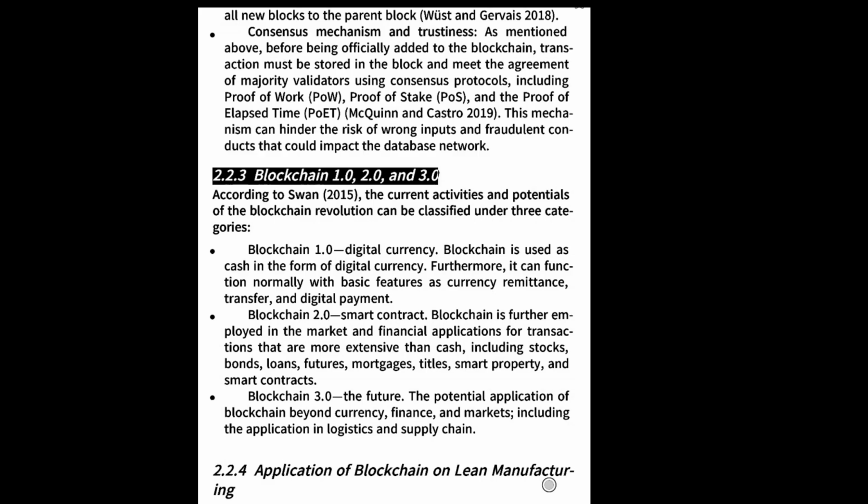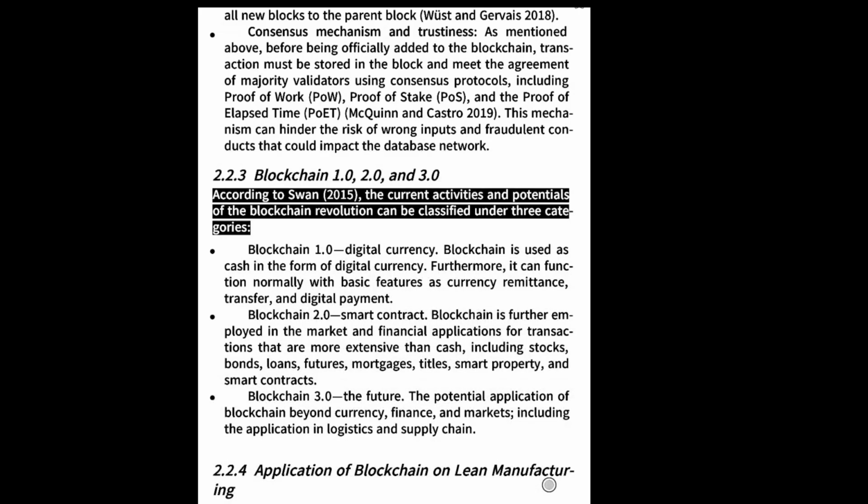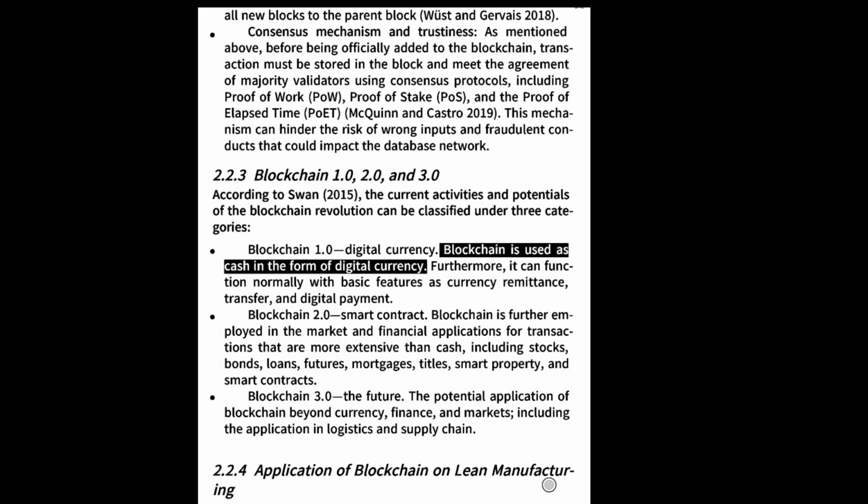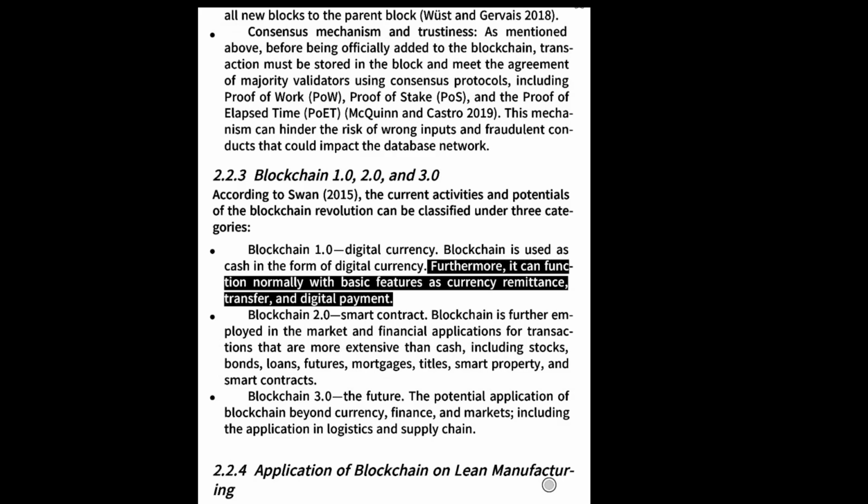2.2.3 Blockchain 1.0, 2.0, and 3.0. According to Swan 2015, the current activities and potentials of the blockchain revolution can be classified under three categories. Blockchain 1.0, digital currency. Blockchain is used as cash in the form of digital currency. Furthermore, it can function normally with basic features such as currency remittance, transfer, and digital payment.